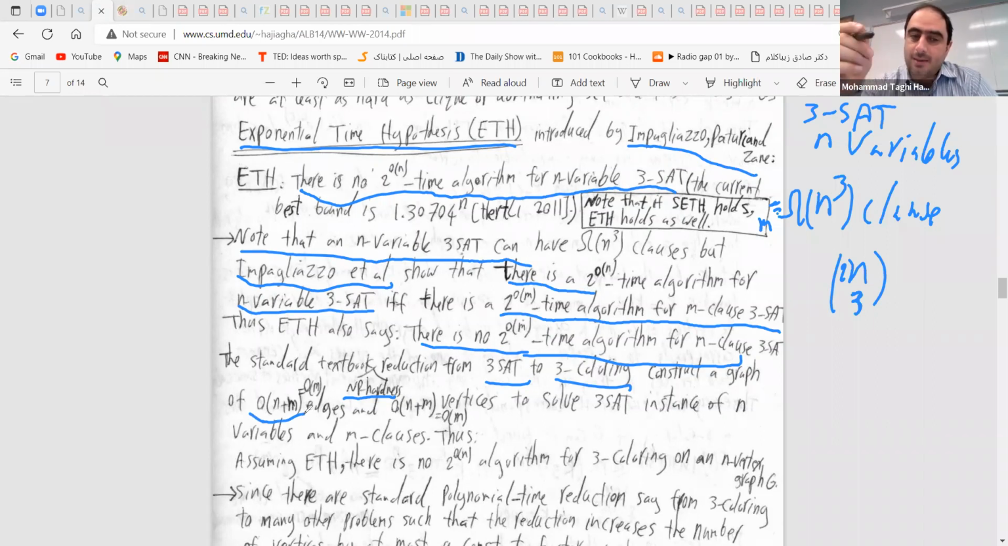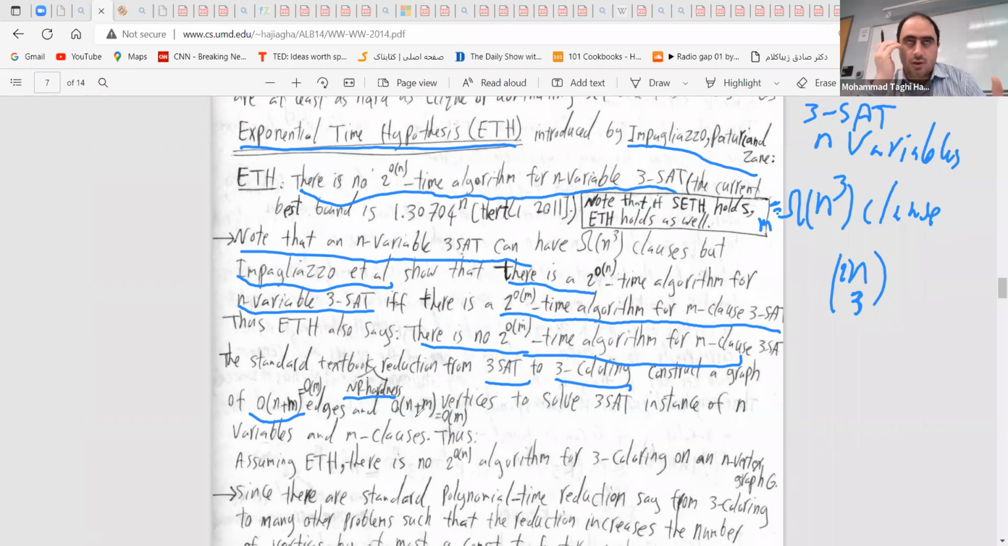N is the number of variables and m is the number of clauses in the 3-SAT. So the number of edges and the vertices in this graph, when you do that, you can just search. I think we give a reference in the book, but also you can see the reduction from 3-SAT to 3-coloring. These are the regular NP-hardness things that show essentially the 3-coloring problem is as hard as 3-SAT, or 3-coloring can solve 3-SAT.